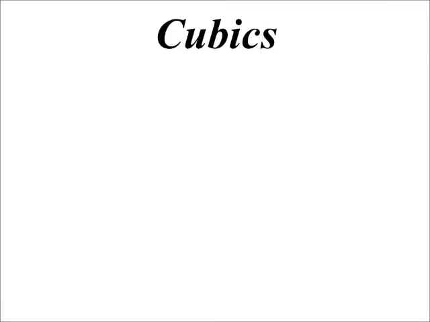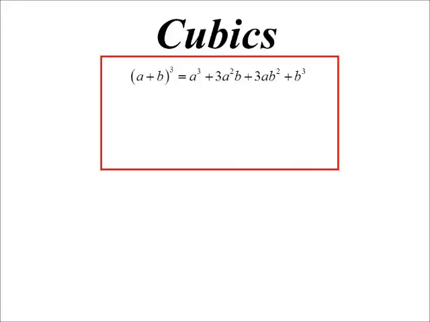Well, let's have a look at the patterns for the cubics. (a + b) cubed, when we expand it out, we get a cubed plus 3a squared b plus 3ab squared plus b cubed.